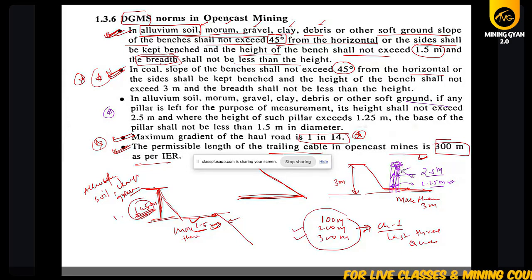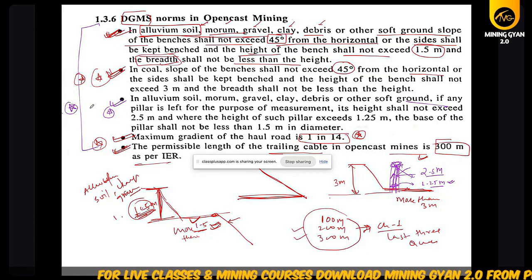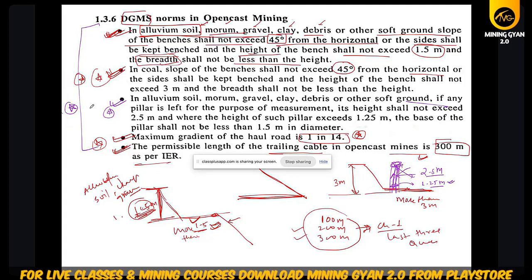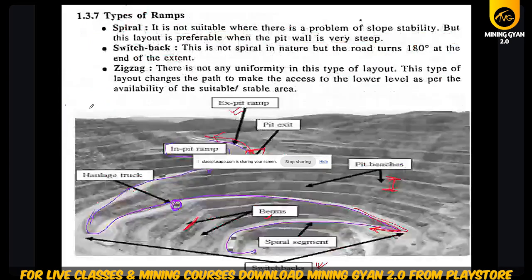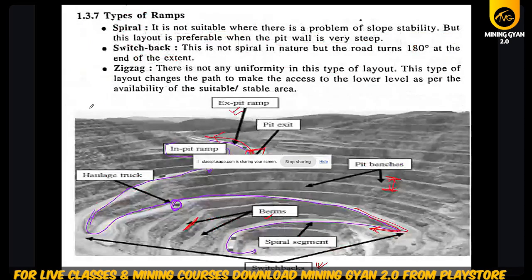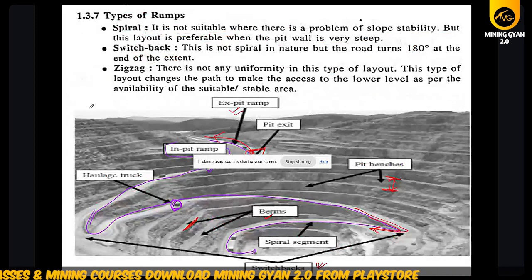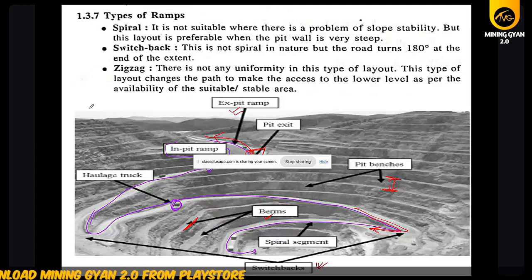Not important, but if you want to remember, read these four to five points daily for four to five days, and you will remember them, or they will help you. So we had seen the pit exit, ramp, pit benches, berms. We have seen spiral, segment, switchbacks. So there are types of ramps.